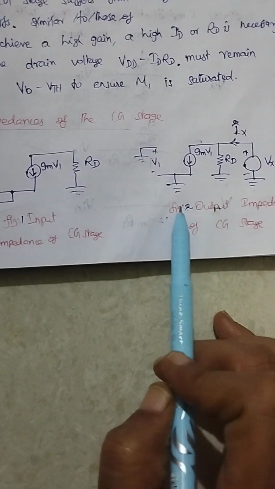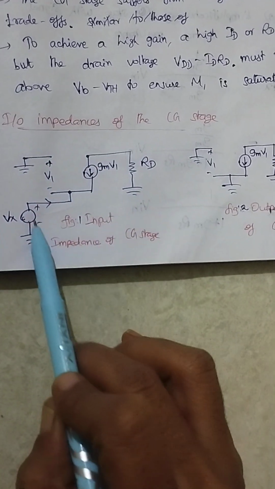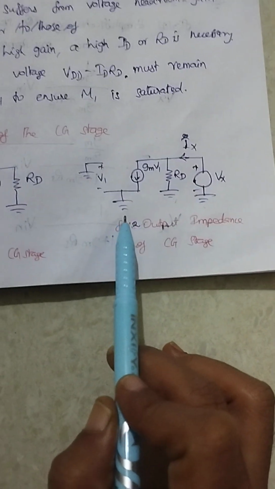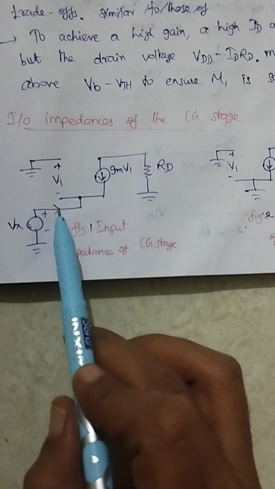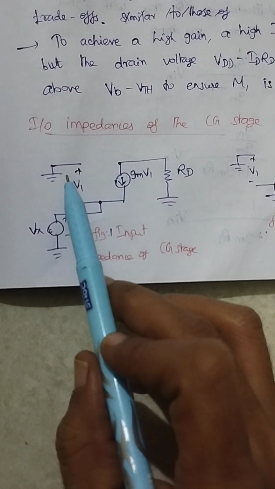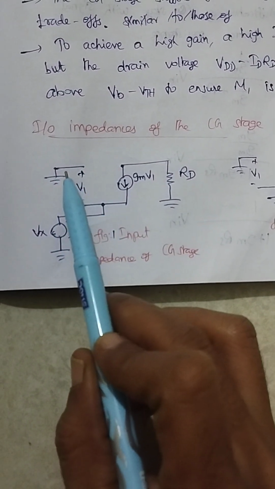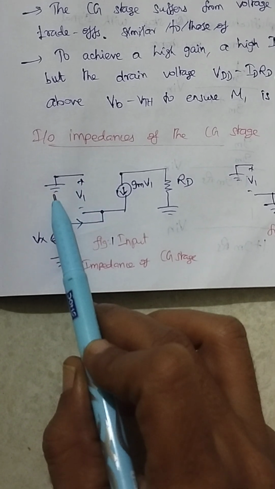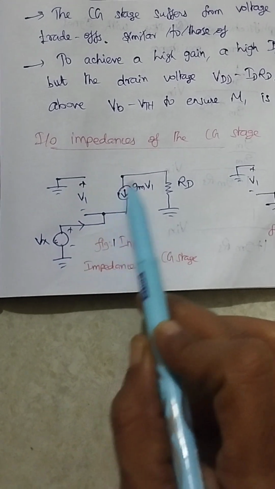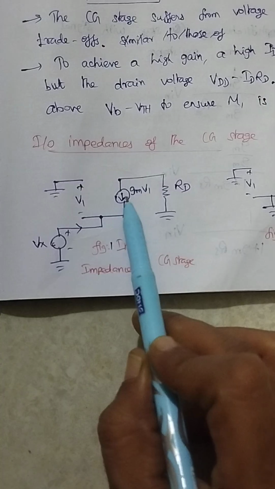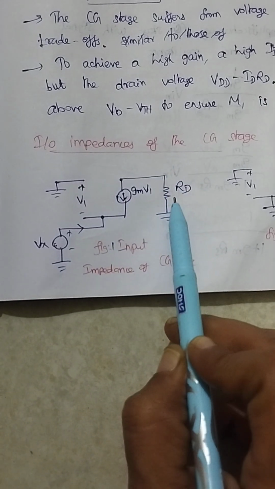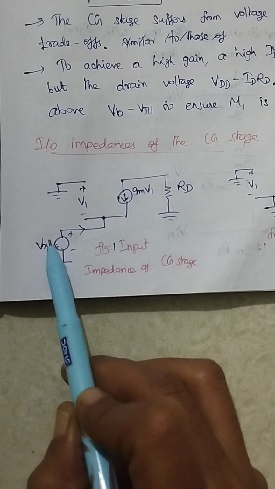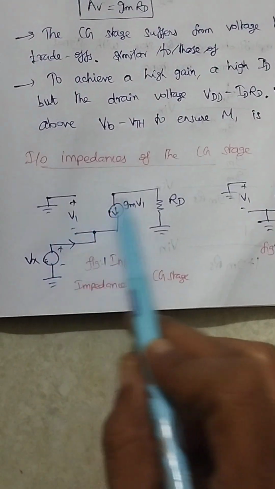And next, what is the input impedance and output impedance? This is my small signal equivalent circuit of input impedance. This is the small signal equivalent circuit of output impedance. So here let us take the input impedance. Here we are considering that gate is common now, so gate is connected to ground. We are giving input at source, and this is my output side. This is the equivalent current source GMV1 and output resistance RD. Say we are giving the input, let us take that as Vx, and this is the input impedance circuit, and this is my output impedance circuit.